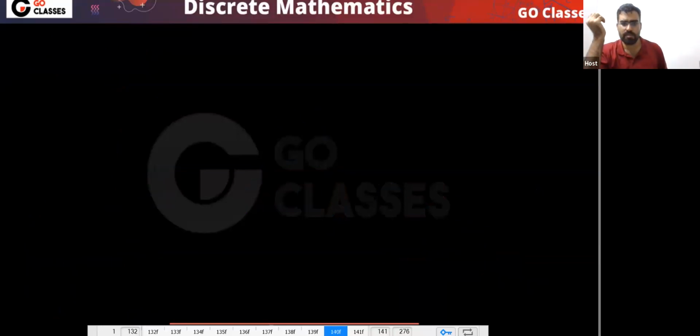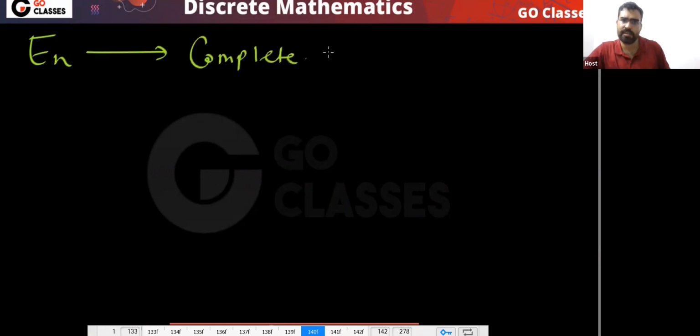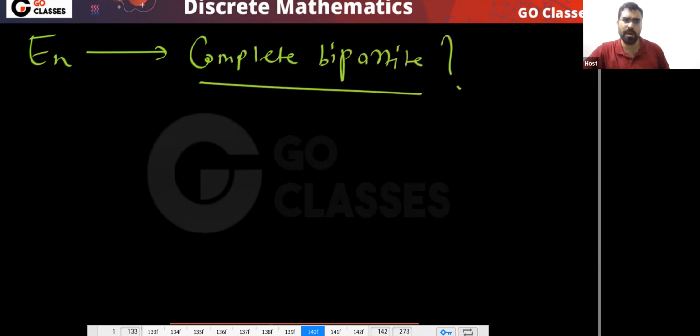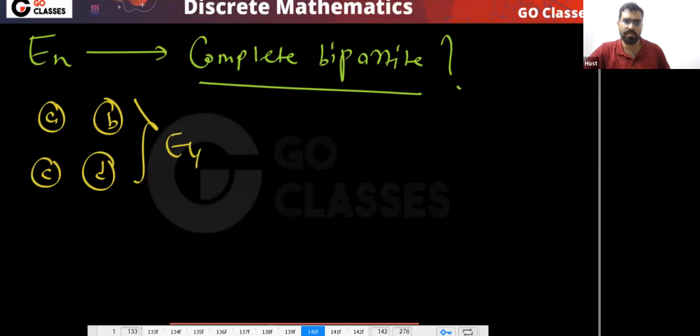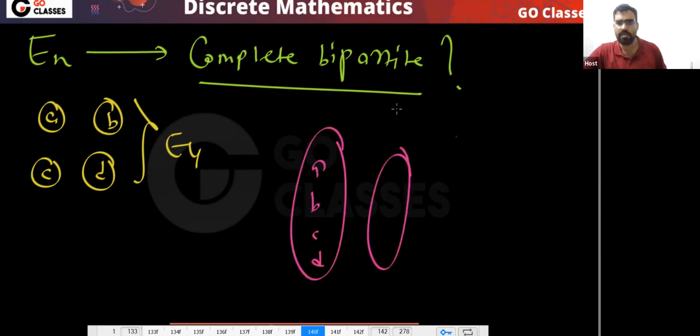One more thing, tell me, an edgeless graph En, can I say that it is complete bipartite? For example, this E4. Yes, this is a complete bipartite graph. You can put A, B, C, D, all of them on one side. Very simple. So yes, this is a complete bipartite graph.